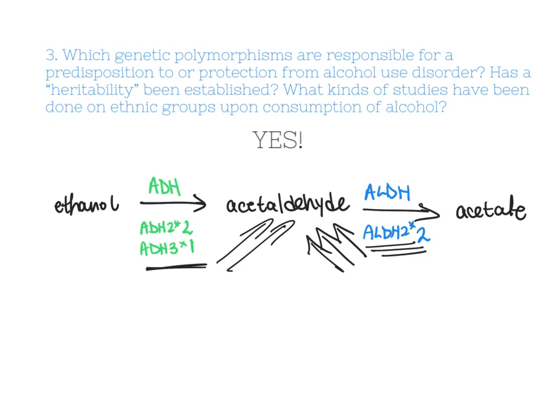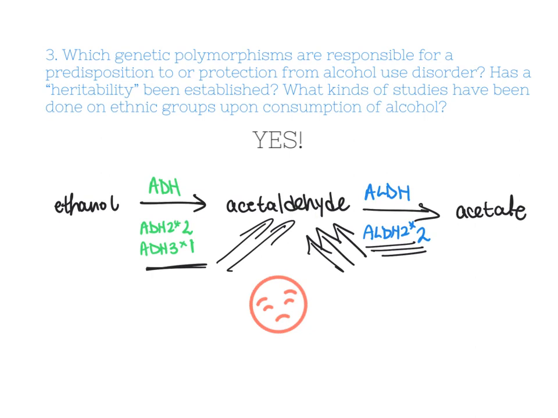I want you to ask yourself, why might an accumulation of acetaldehyde lead to protection from alcohol use disorder? Think back to the effects of acetaldehyde in the body. That's right, acetaldehyde equals bad. Acetaldehyde is the culprit, the thing that gives you the hangover, headaches, nausea, flushing. It is all bad. So it makes these people not want to drink alcohol. And as a result, they are protected against developing a use disorder.